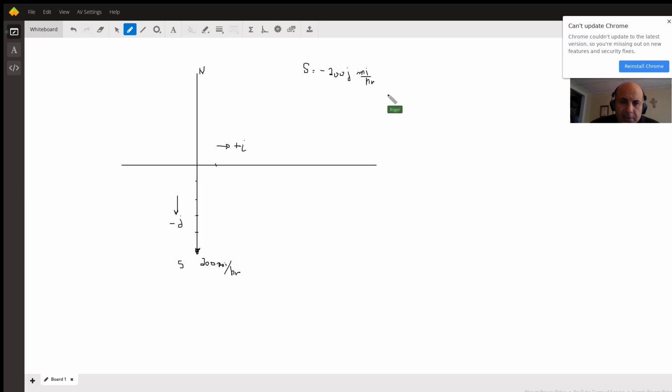Okay, that's one. Now, when it was flying, the wind hit the plane and caused it to move to a vector b equal to 45i minus 170j.